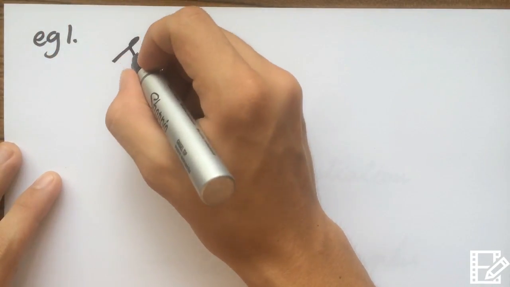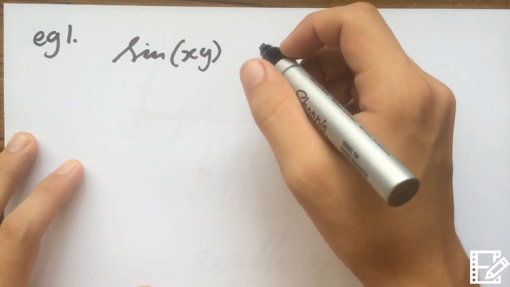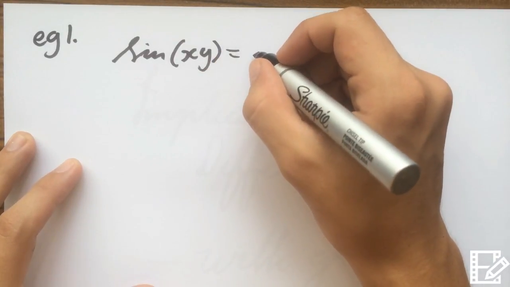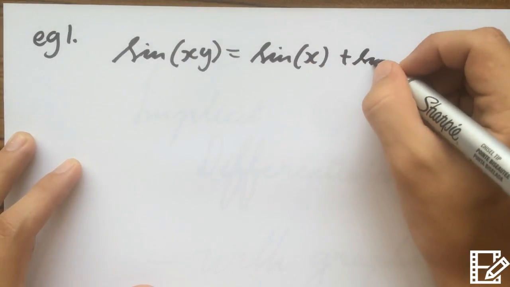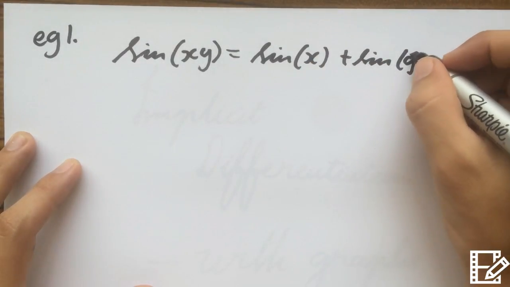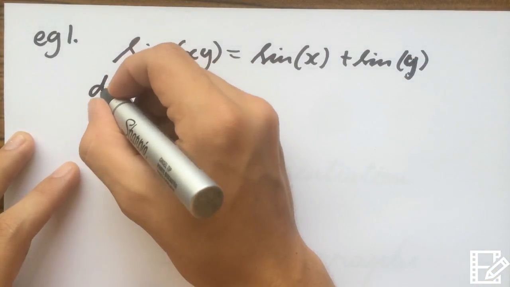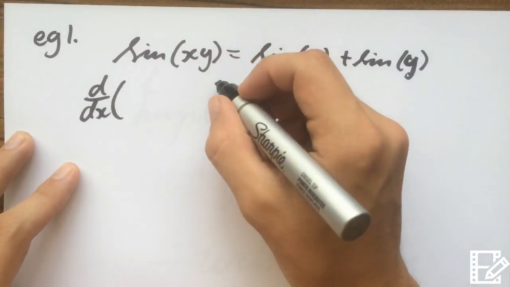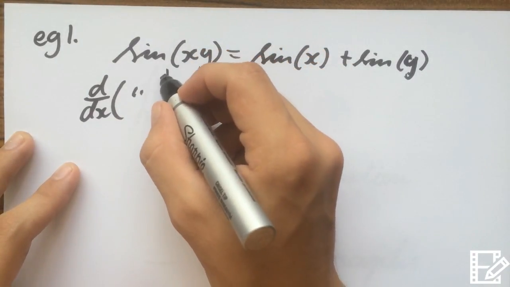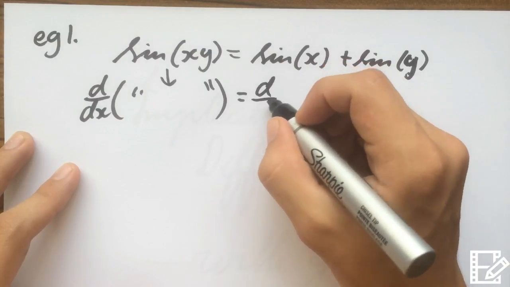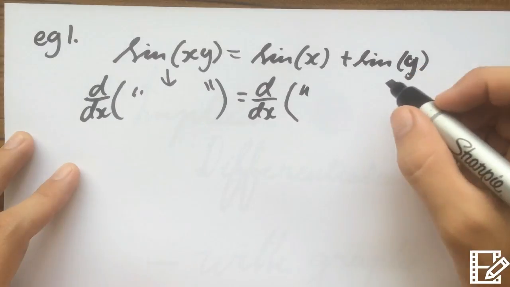Okay, so number 1, so sine x multiplied by y equals sine x plus sine y. So we're going to find the derivative. I'm just going to use quotation marks because it just means the derivative directly below. If I keep rewriting these things out constantly in all these videos, I'll be here forever.